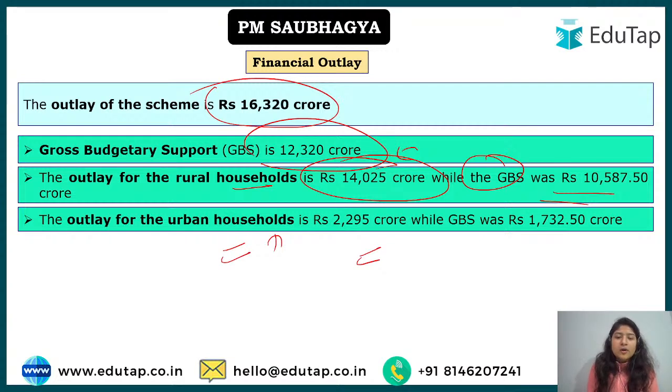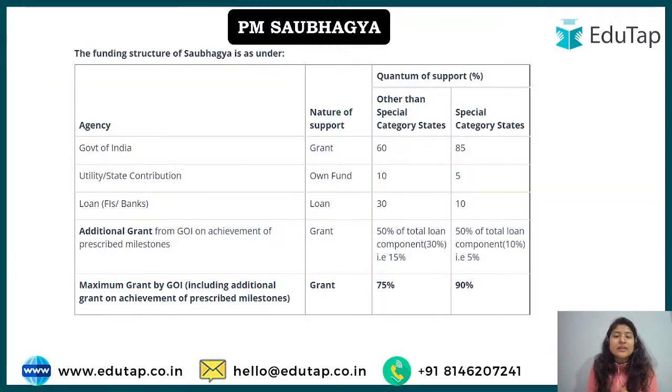Now we are saying that gross budgetary support is the central government financial assistance, but then what about the rest? So this particular snippet has been directly taken from the ministry website and this scheme website. It says Government of India, nature of grant. So the nature of support, how the government will do it in special category states. Now what are these special category states? For example, the northeast states, the hilly regions, and the UTs.